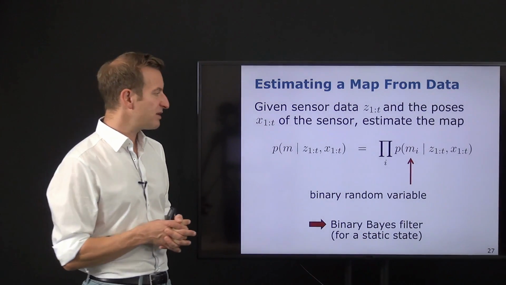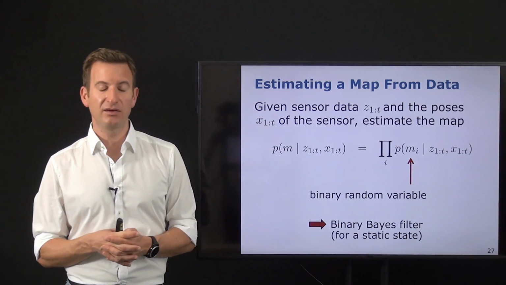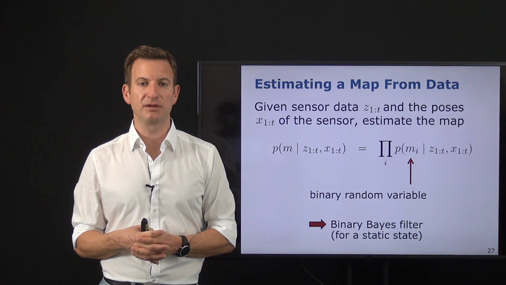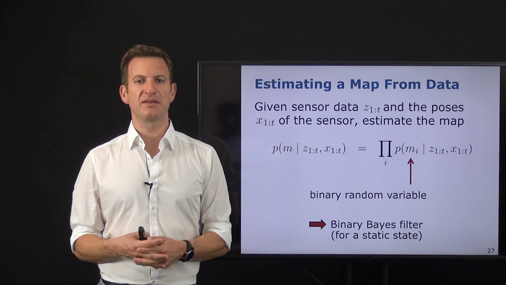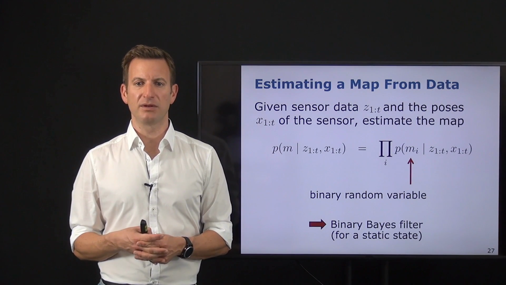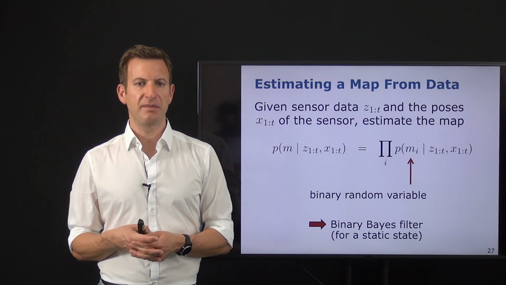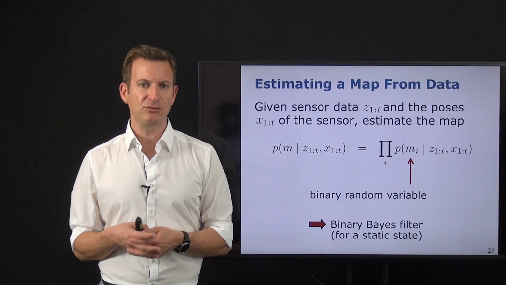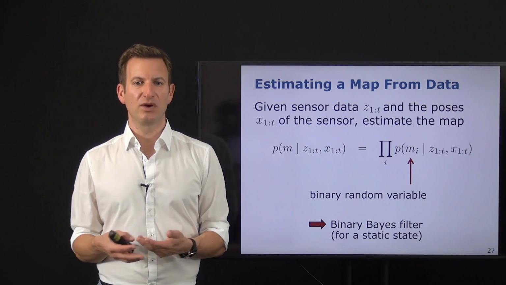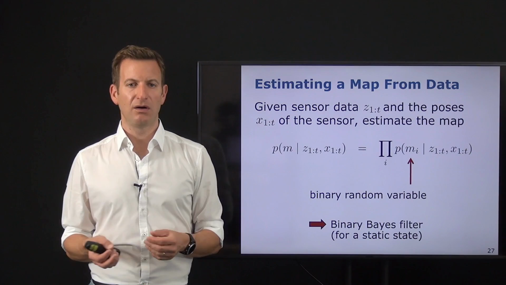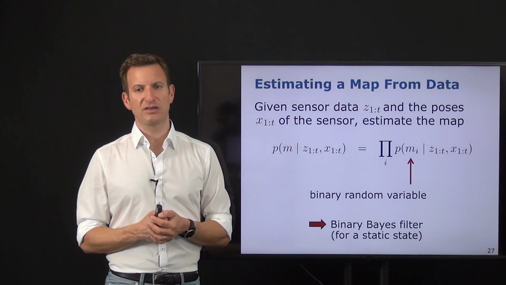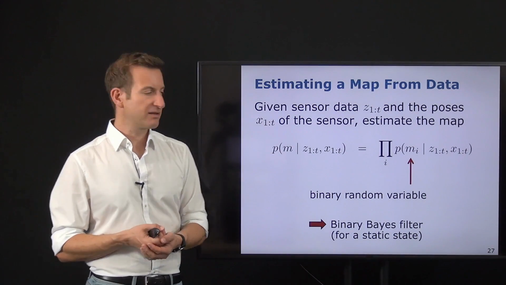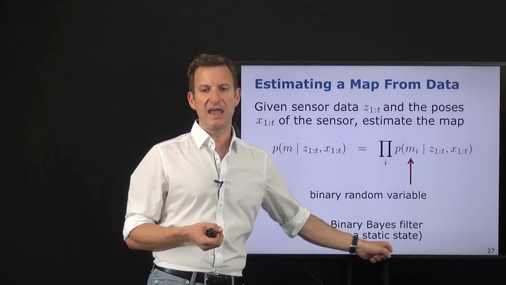And it is a binary random variable, that means we can use a technique to estimate the state of this variable. And this would be a Bayes filter. So we could use a Bayes filter to estimate the state of this binary random variable. And there's a variant of the Bayes filter, the binary Bayes filter, which is optimized for estimating the probability of a binary random variable. And we will use the second assumption in the derivation that I will show in a second, that we assume the state is static.